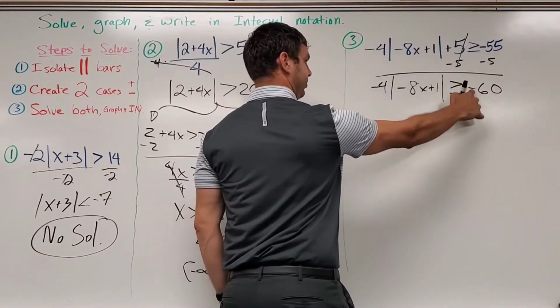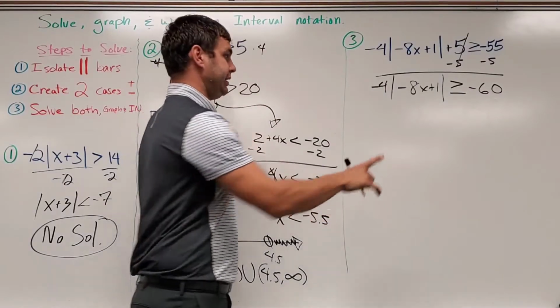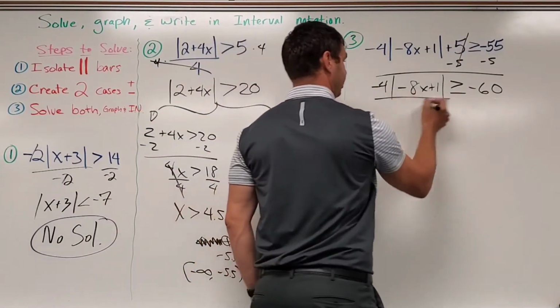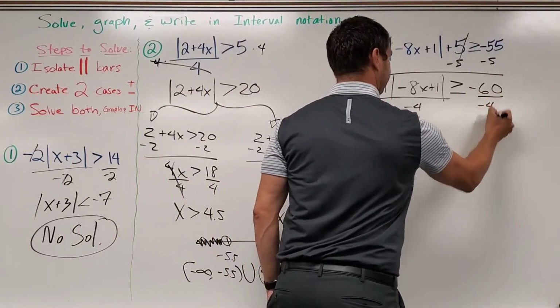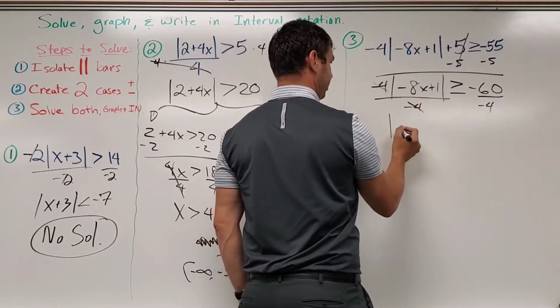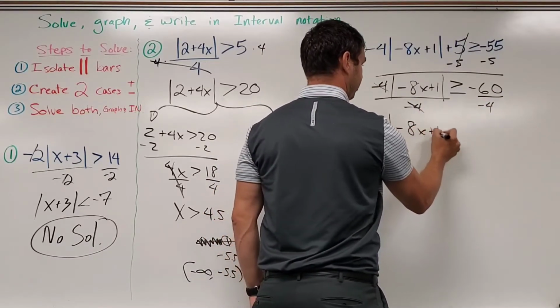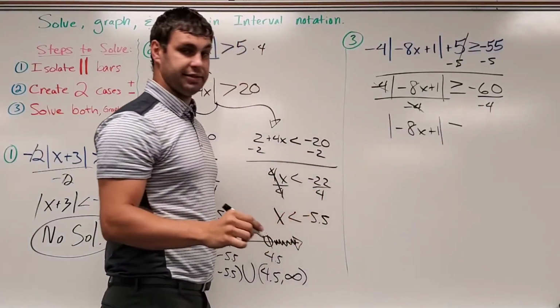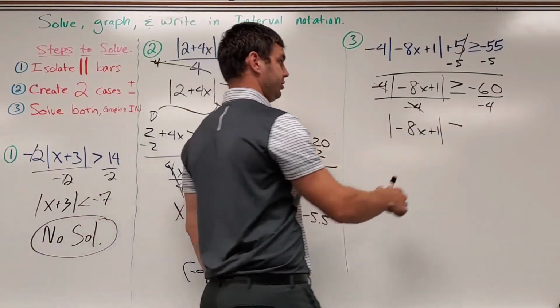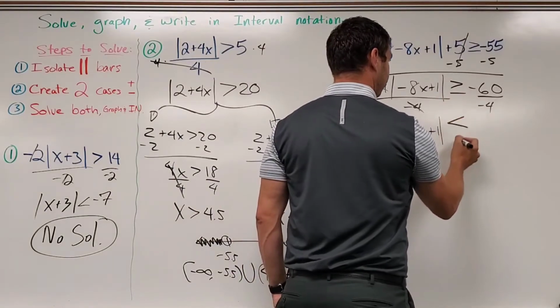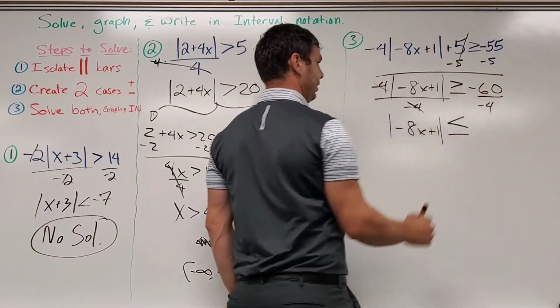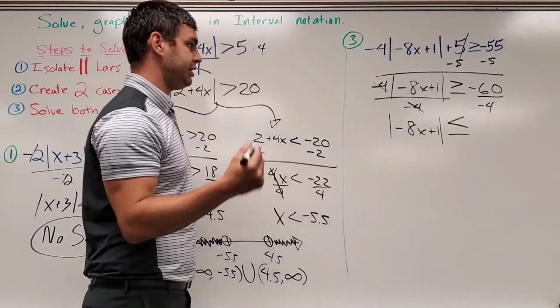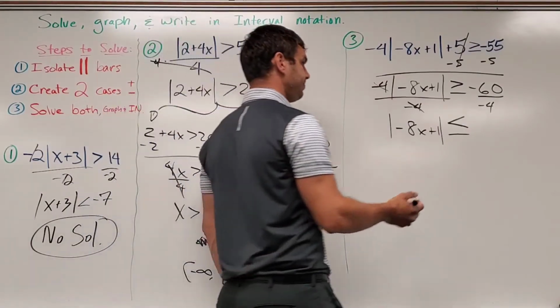Okay, right now at the back this is negative, but when I divide by this negative 4, that should help. And it does. The negative 4s are going to cancel. The absolute value of negative 8x plus 1. And then my sign, since I divided by a negative, is going to switch. So instead of greater than, it's now going to be less than or equal to. And then negative divided by negative is a positive. 60 divided by 4 is 15.